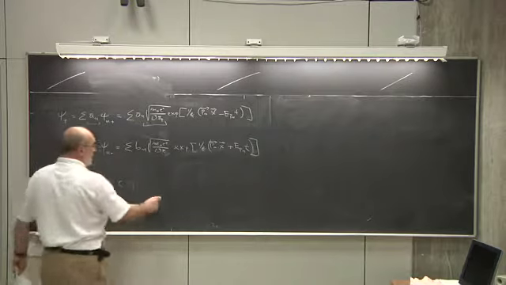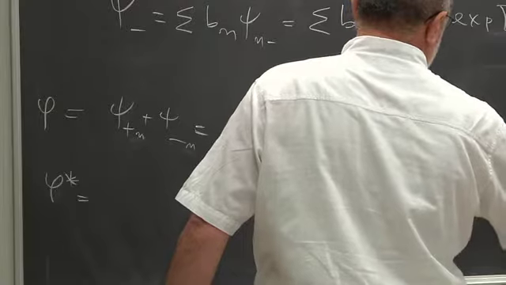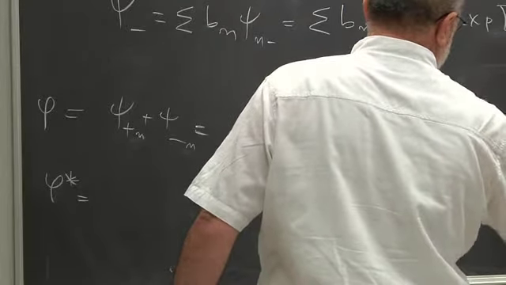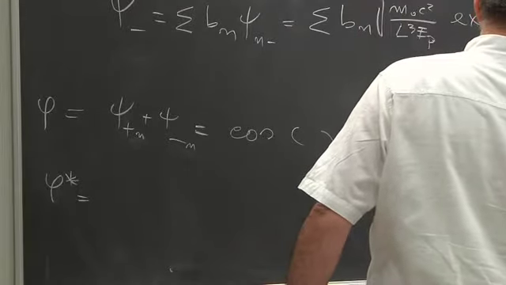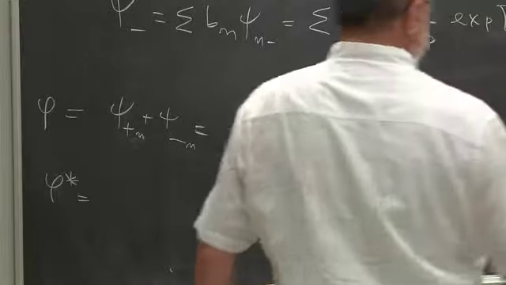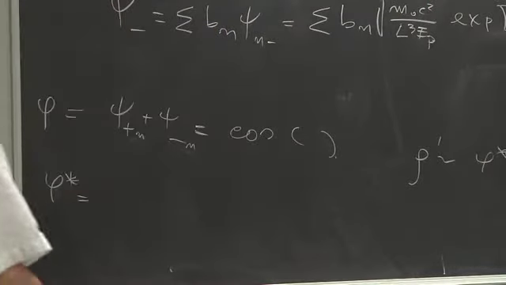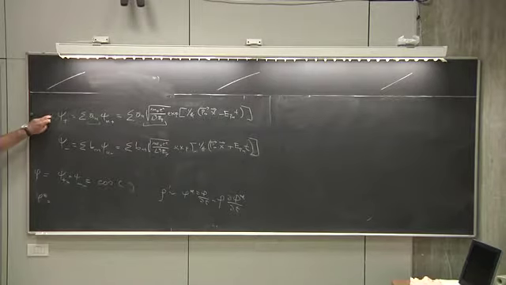Then if it is real, remember that rho prime is proportional to phi star d psi dt minus psi d phi star dt. Then if it is real, this is charge 0. So you see there is the possibility of describing particles with charge plus, charge minus, and charge 0.